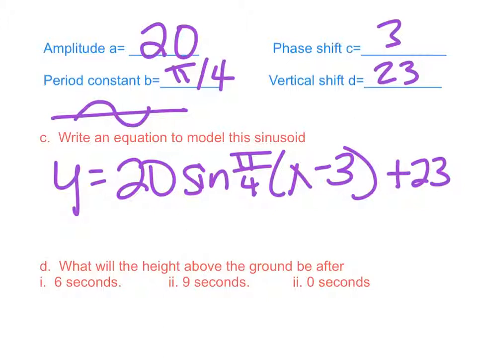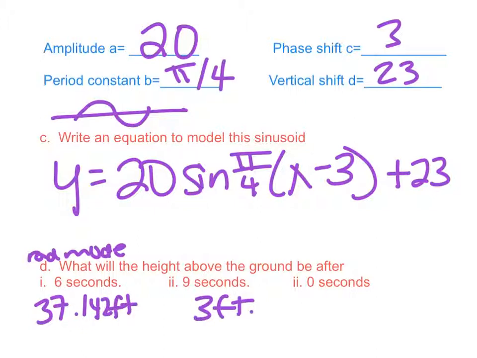So if I substitute in for part D, 6 seconds in for x, 9 seconds in for x, and 0 seconds in for x, you just type this in the calculator. Make sure that if you're using pi over 4, your mode is on radians in order to get a proper answer. And so for 6 seconds, you should get 37.142 feet. 9 seconds is 3 feet. And 0 seconds is 8.858 feet. All that is substitution. Just plug 6 into x, 9 into x, 0 into x.